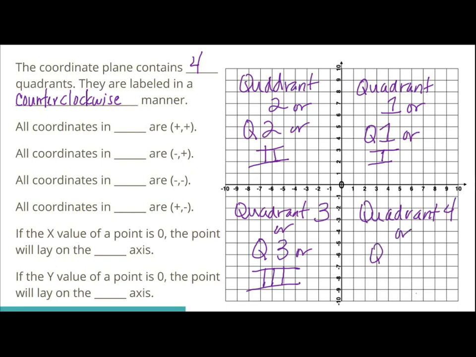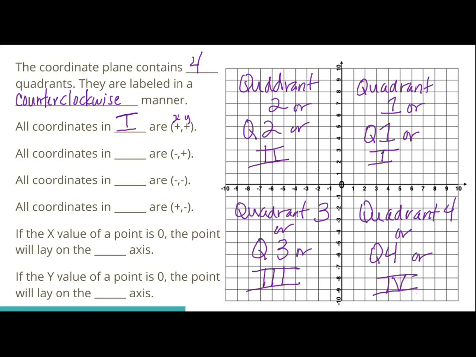You'll see it labeled as Q4, or you will see it labeled with the Roman numeral 4, which looks like a capital I and a capital V stuck together. Now, these quadrants have a special pattern that they follow. All of the coordinates in quadrant 1 are positive, meaning the X is positive and the Y is positive. And if you look at that, you'll see that that makes sense. So like if we move over to the right and then up, those numbers are all going to be positive. They're in quadrant 1, so they are definitely positive.